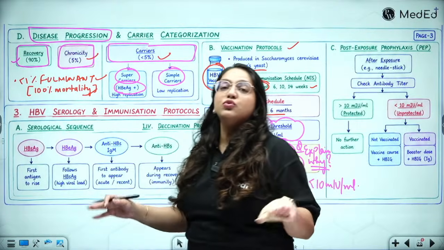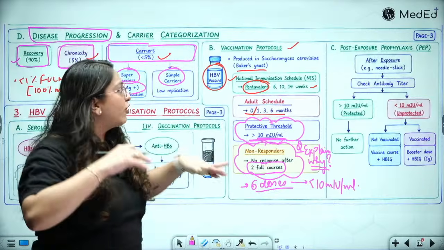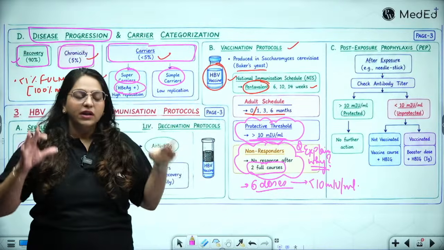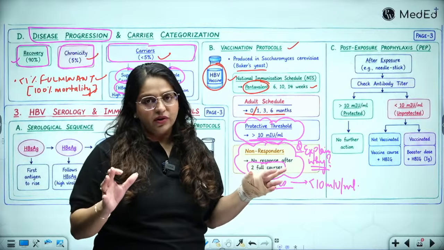Please write these 2 terms in your answer sheet. Even if you forget to write about the vaccines, please write about the protective threshold and non-responders.